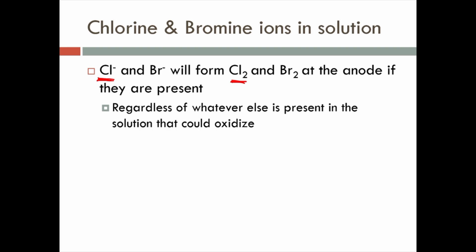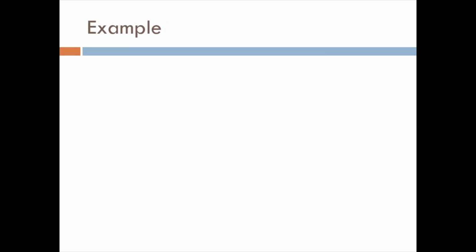So chlorine and bromine, because of the nature of the elements, will get preferentially oxidized, as opposed to other things that might be stronger oxidizing agents or stronger reducing agents. They will defer to the chloride, and the chloride will get oxidized before anything else does. Let's go through an example of how to figure out what happens in an electrolytic cell.